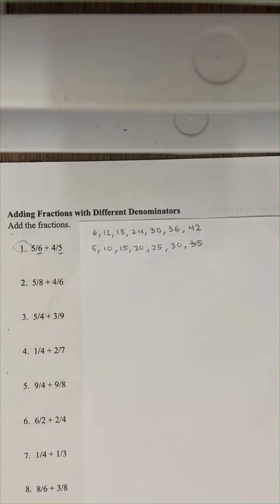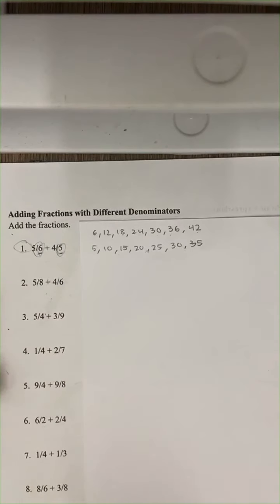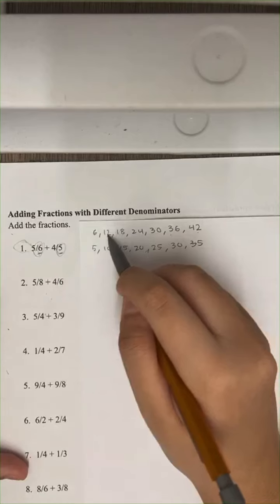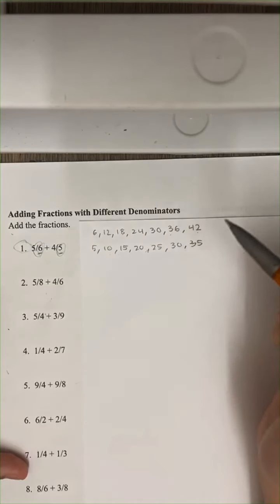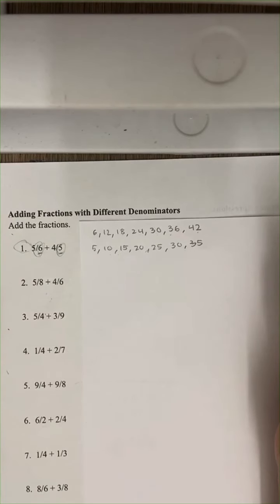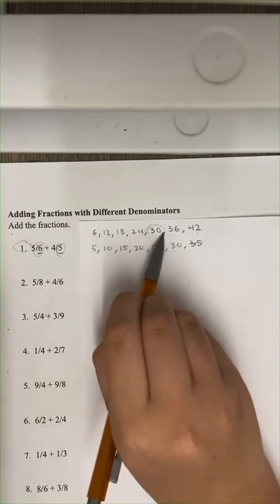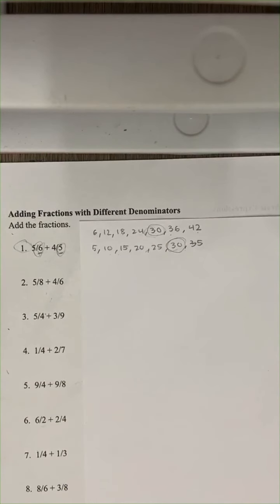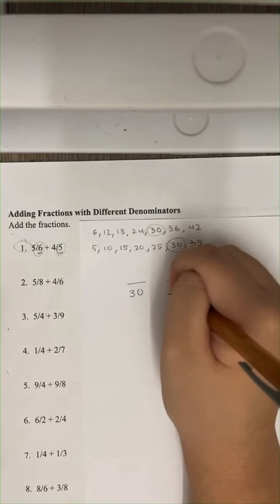So now that we wrote all the multiples for these denominators of the fractions, we're going to try to find the common one. So basically, whatever number comes up in both multiples is going to be our new denominator. So right here you can see that 30 is here and that 30 is also here. So now we know that 30 is going to be our new denominator.